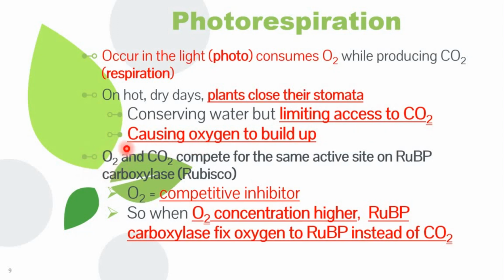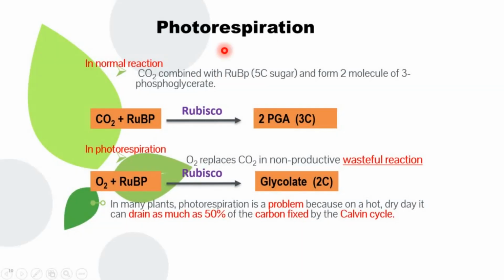Therefore, there is a high concentration of oxygen compared to carbon dioxide. In the normal reaction, carbon dioxide combines with RuBP during the dark reaction or Calvin cycle. In photorespiration, since there is a high concentration of oxygen, it competes with carbon dioxide for the active site on Rubisco. So oxygen binds with RuBP in photorespiration. So this is the overview of the photorespiration process and the normal reaction.